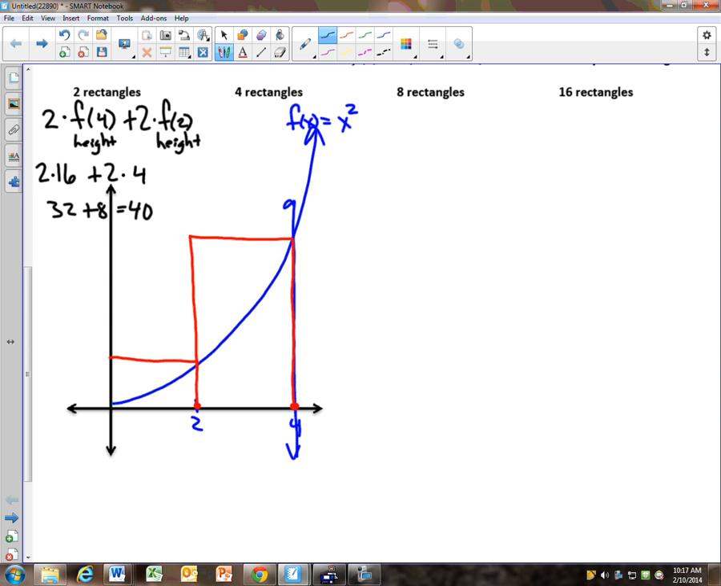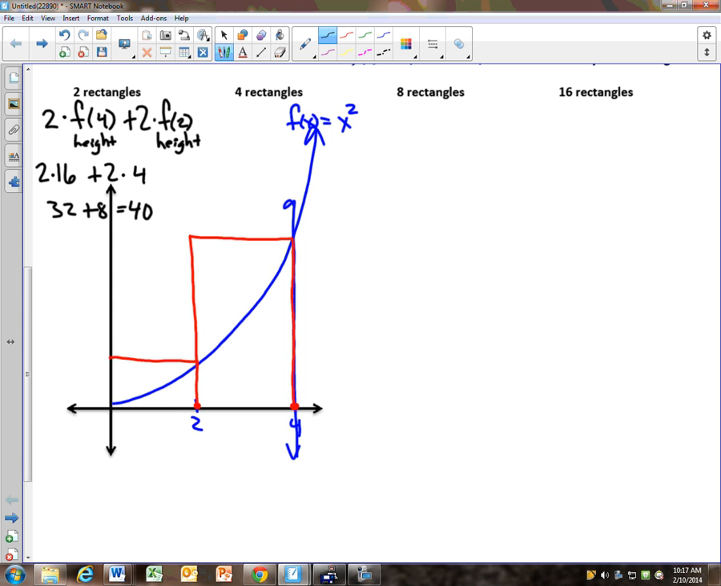As I increase it to 4 rectangles, what changes with the problem? Yeah, I have 4 heights as opposed to just 2 heights. My width changes from 2 to 1. So I'm going to multiply all of my heights by 1. Doesn't it make sense that every time you find the area of a rectangle, you multiply it by the same width every time?